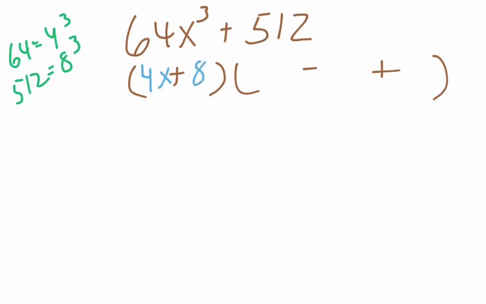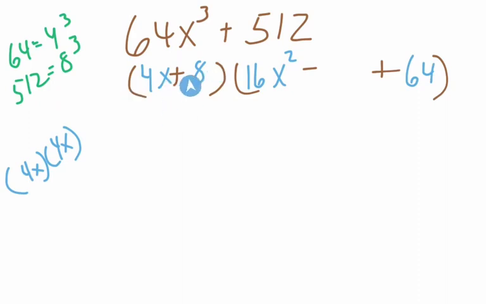Now we're going to square it, smush it together. When you square it, make sure that you square the whole thing. So it's going to be 4 times 4, which is 16, and then x times x, which is x squared. 8 times 8 is 64. And then you're going to smush these together. So 4x times 8 is 32x.